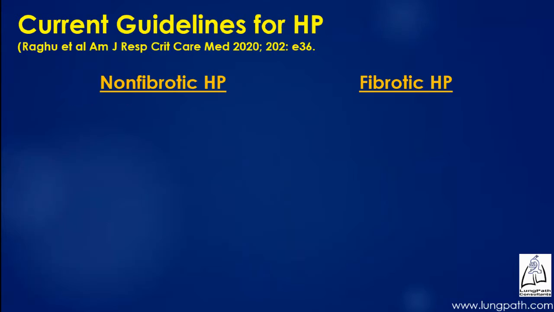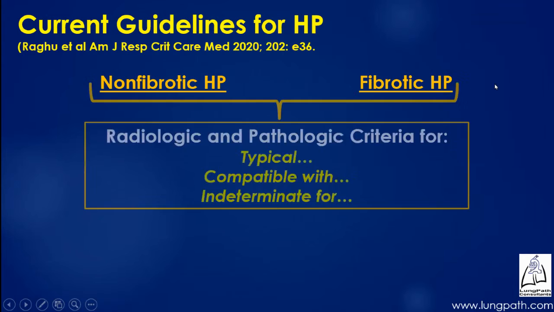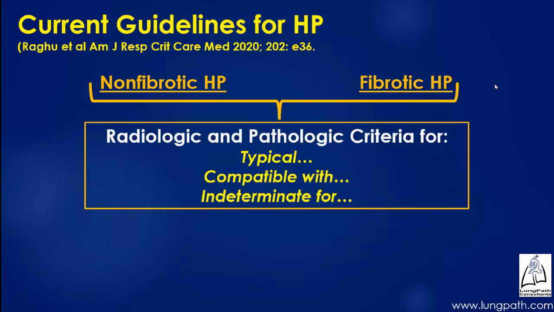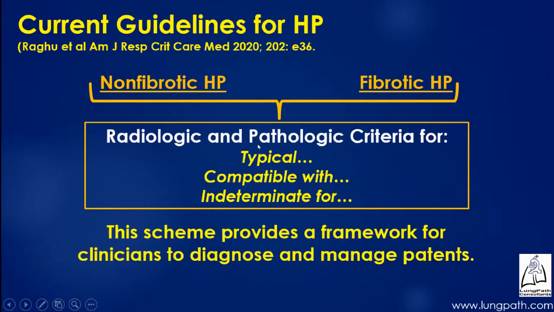So the current guidelines, and these have just been out for a couple of months, the current guidelines for hypersensitivity pneumonitis are, clinicians divide them into non-fibrotic HP and fibrotic HP. And both the radiologists and the pathologist have criteria for what they would call typical, compatible with, or indeterminate for hypersensitivity pneumonitis. And these terms then provide a scheme which clinicians can use to diagnose and manage patients. When we think of the classic histology of hypersensitivity pneumonitis, we're thinking of typical HP. But this paper is a useful paper to get ideas as to what is compatible with it and what is indeterminate. Now, indeterminate still could be HP pathologically if other findings such as exposure and radiology are classic.